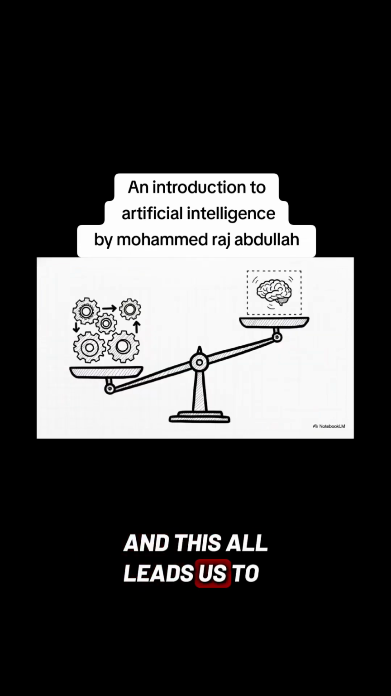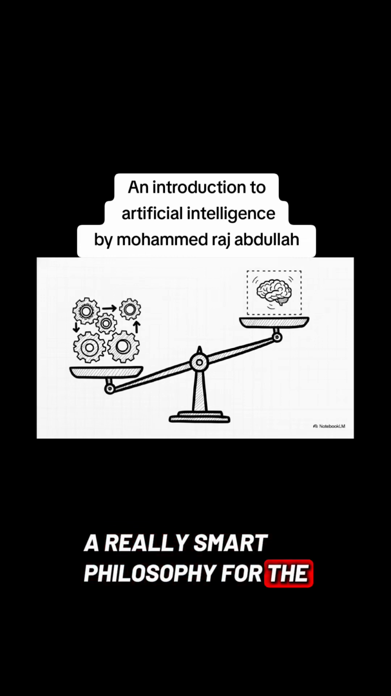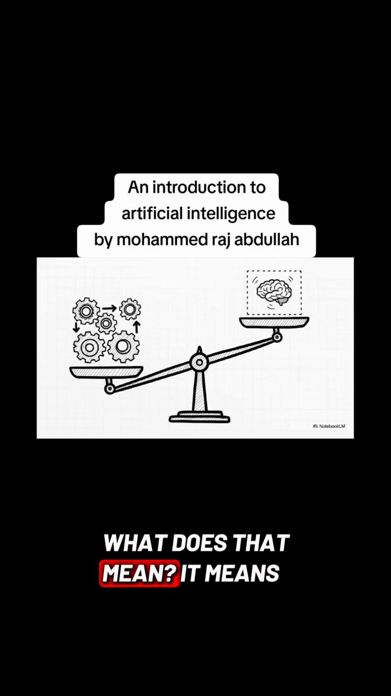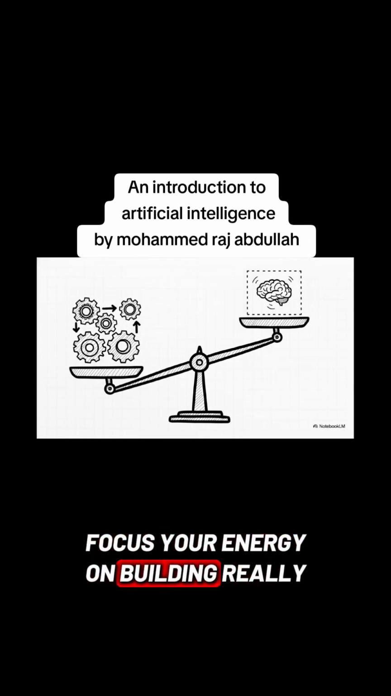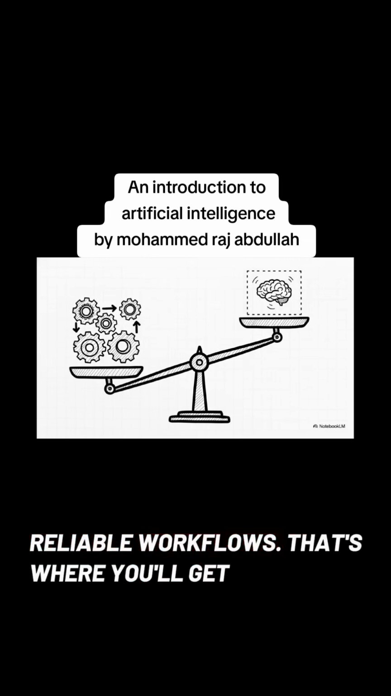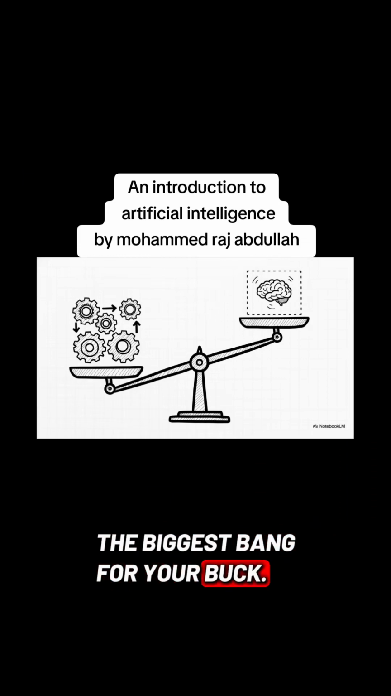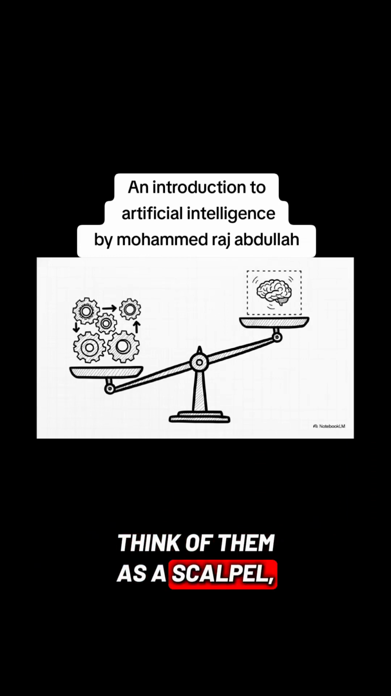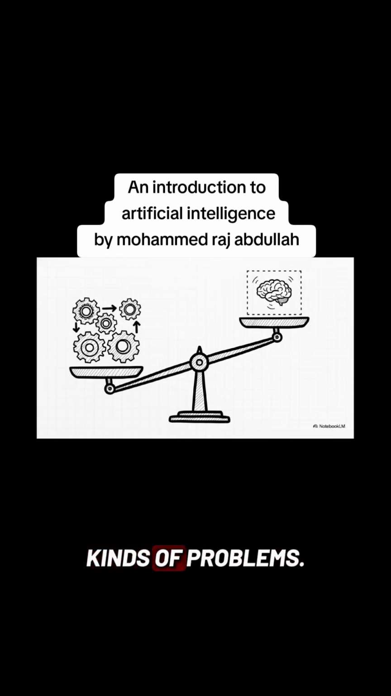And this all leads us to a really smart philosophy for the next year or so. Workflow first, agent light. What does that mean? It means focus your energy on building really solid, reliable workflows. That's where you'll get the biggest bang for your buck. Use the powerful, autonomous agents more sparingly. Think of them as a scalpel, not a sledgehammer, for the right kinds of problems.